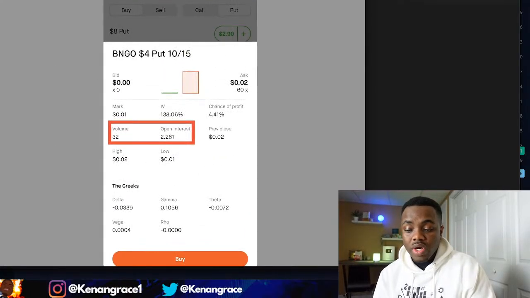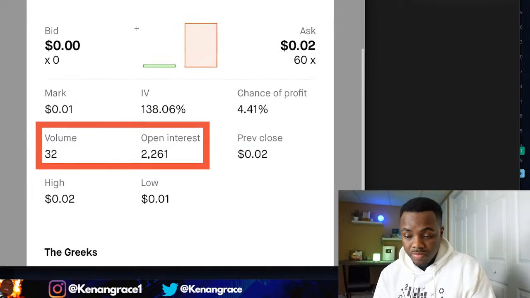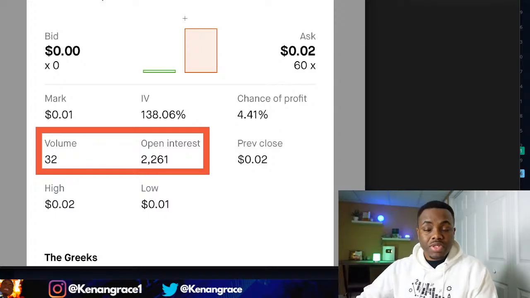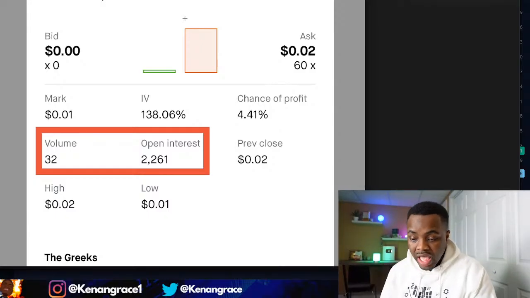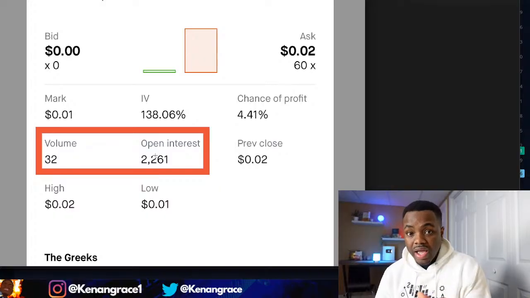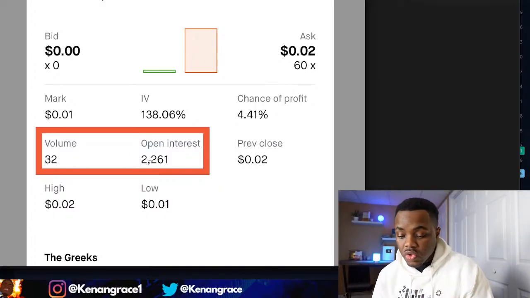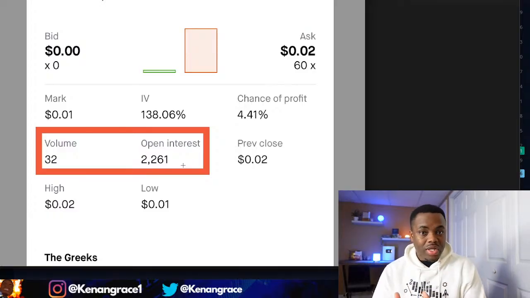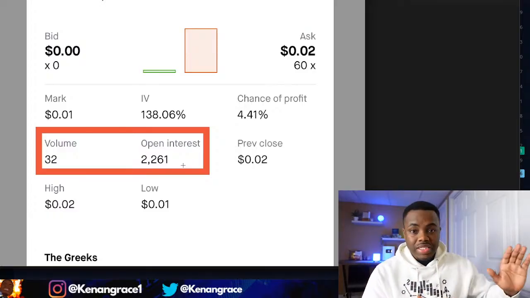Now we're going to look at what's under the hood. Notice BNGO $4 put for $10.15. Remember, with all put options, you want the price to fall so you can make money on the way down. What you want to look at first is the open interest and the volume. The open interest is how many people picked this up before you got here. They already are in the play, right? 2,000. We like it to be over 1,000. You could go slightly under 1,000, but generally 1,000 plus is great.